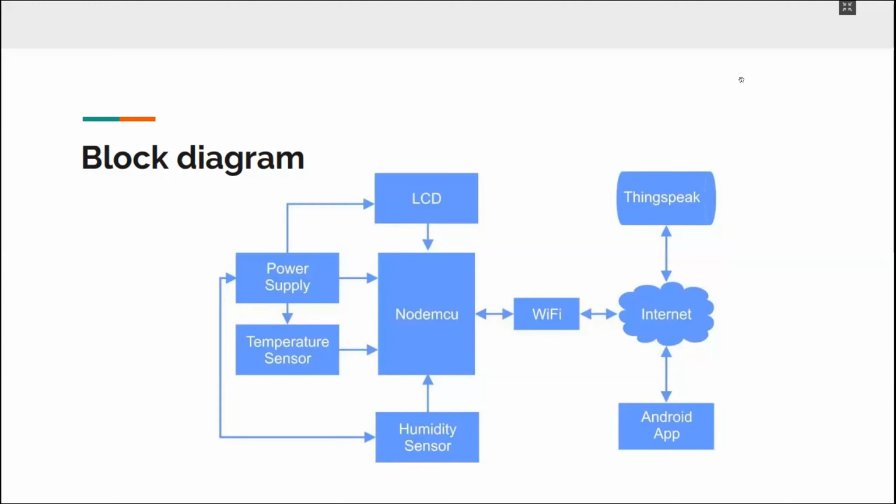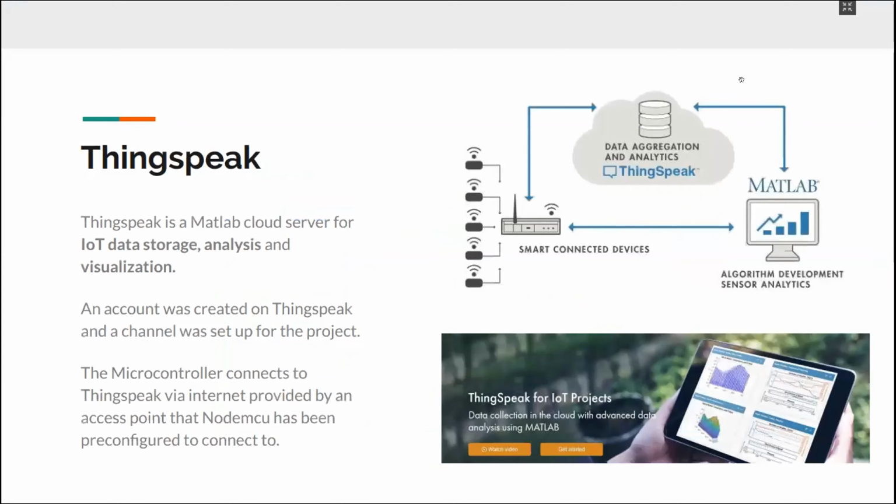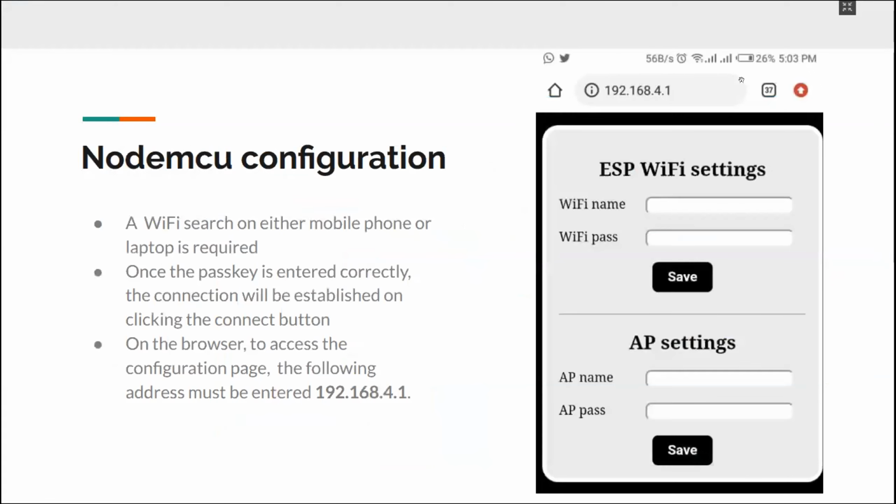Our application is designed in HTML5, which makes it easier to deploy on any platform, not only Android. We can also deploy it on iPhone and Windows Phone. Basically, ThingSpeak is a cloud server for IoT data storage, analysis, and visualization, which we leverage to show very beautiful visualization of our results. For the MCU, we had to do the settings using the ESP settings and the AP settings, which we are going to show you how we went about.